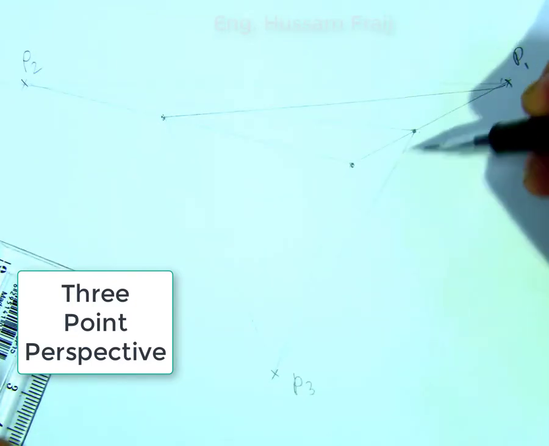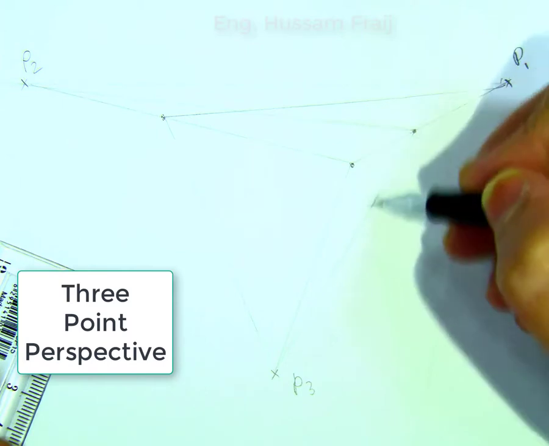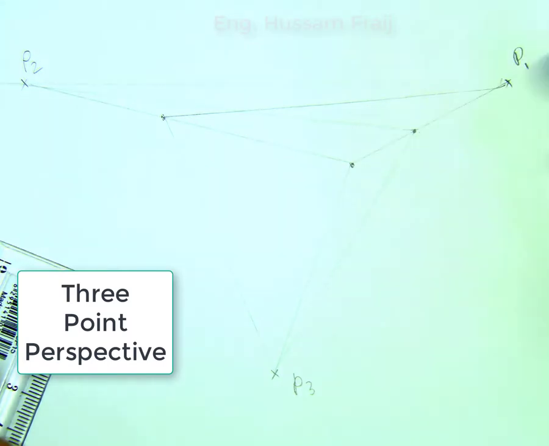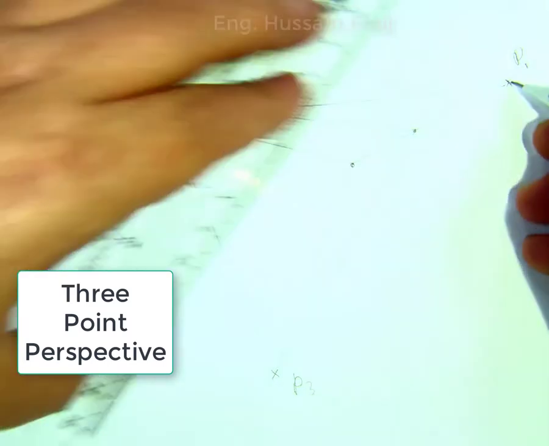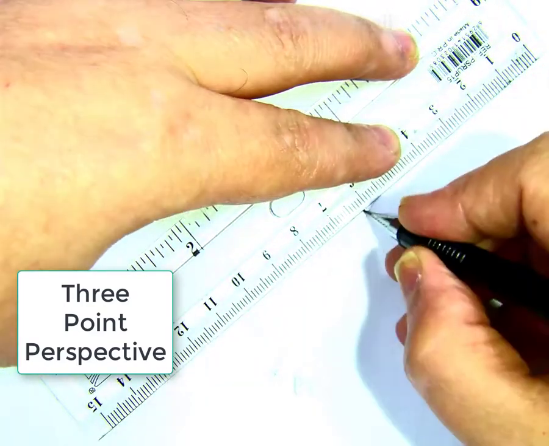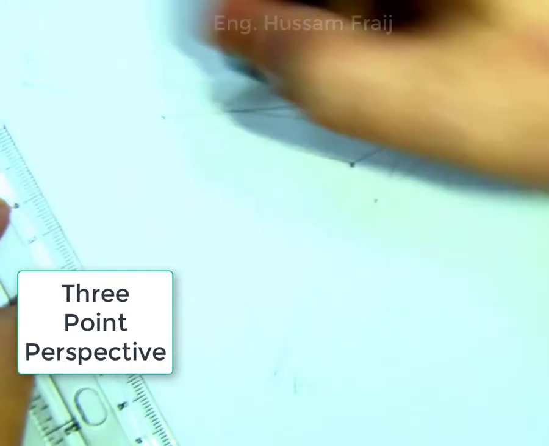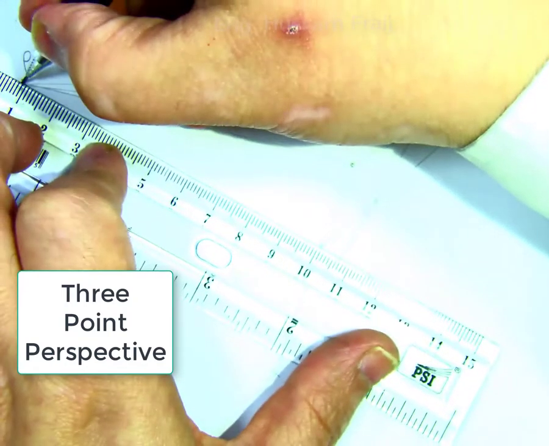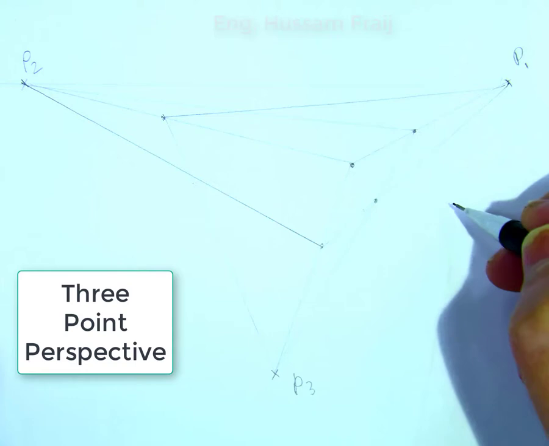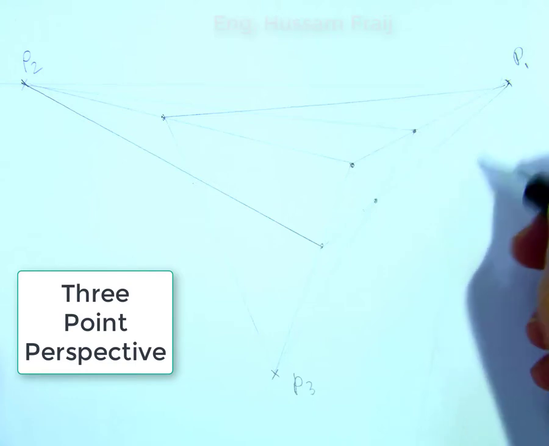Now I have to decide the height. Where is the height? Because in 2-point perspective you draw a line, so the first line you choose will decide your height, but in this case you have to decide the height. Let's say I want the height to be until here. So from the other side, connect it also like this.